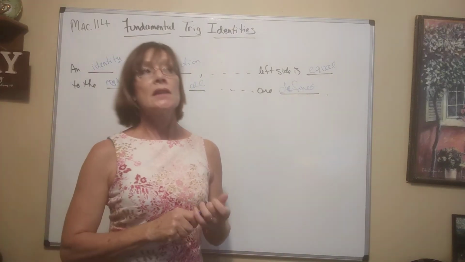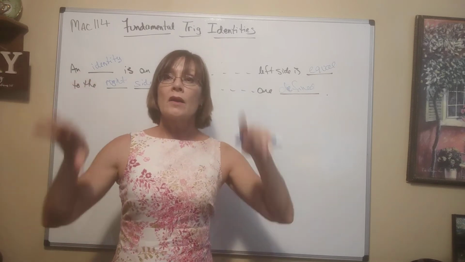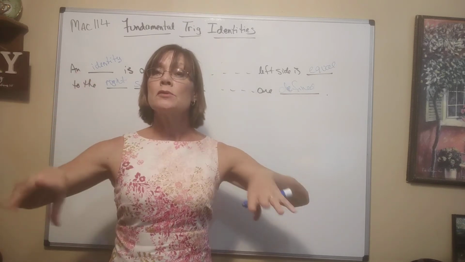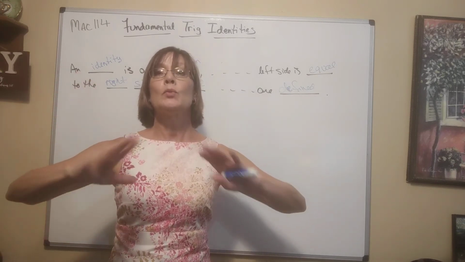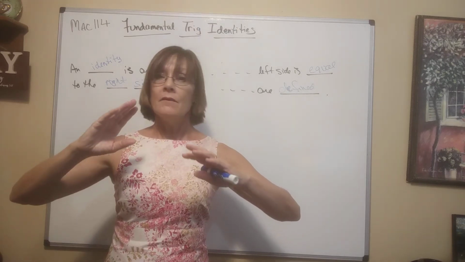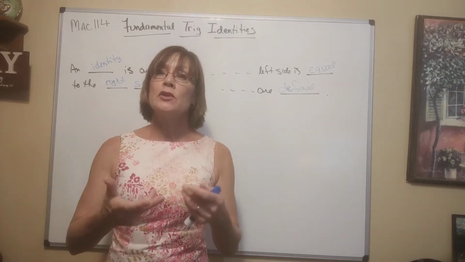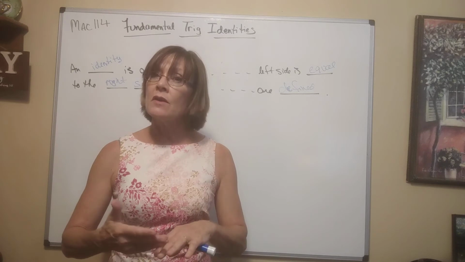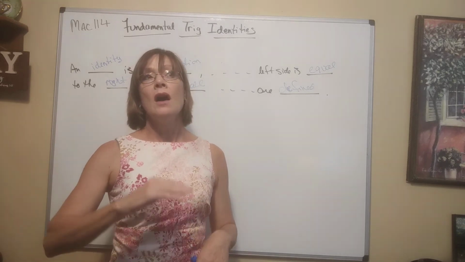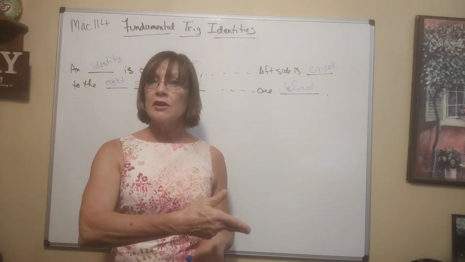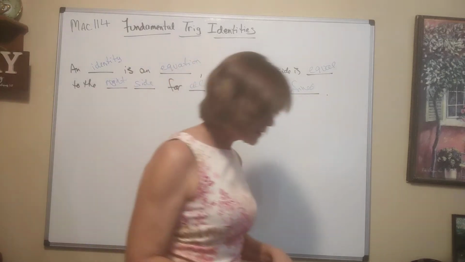So what is an identity? It's an equation where the left side and the right side will be true no matter what value you put in for the variables, as long as the values that you're putting in don't cause division by zero or don't cause you to get kicked into the imaginary number domain. So that's what it is.